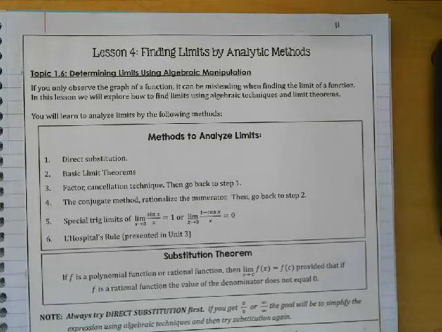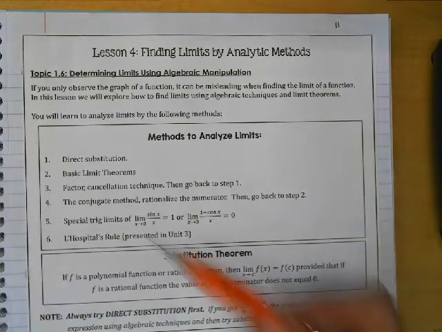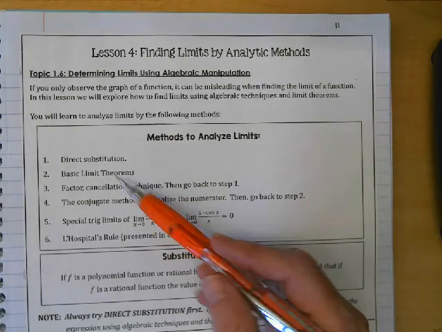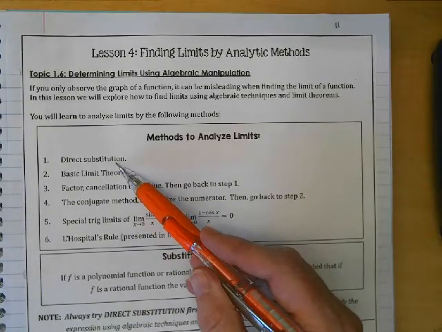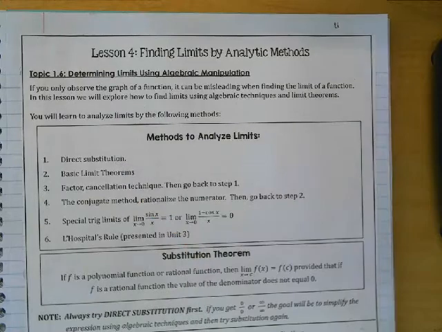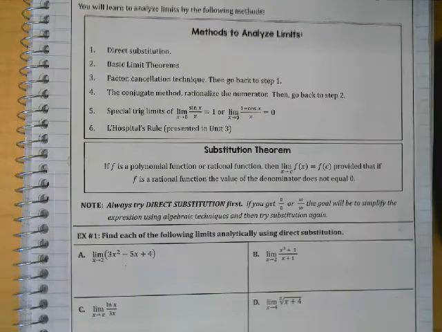Now, what if we don't want to make a graph or a table? How could we find those limits? Well, there's going to be a bunch of things that we can try. The main thing that we're going to look at today is direct substitution. It doesn't always work, but when it works, it's really nice. Okay, so that's all we're going to talk about.